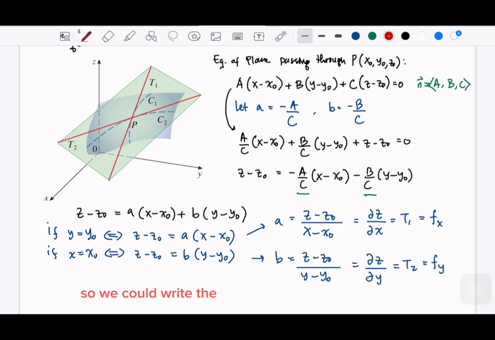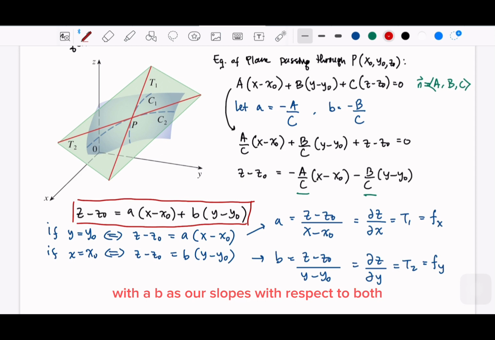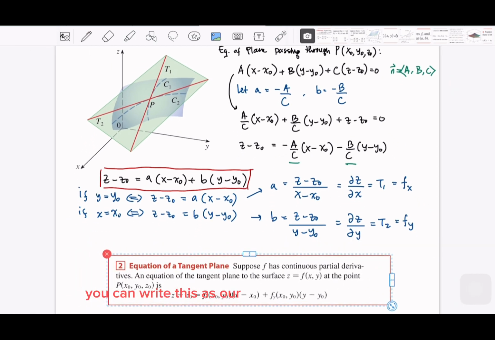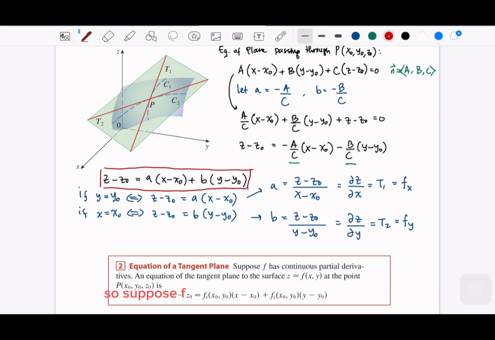So we could write the equation of the plane in terms of this, with A and B as our slopes with respect to both. A is for partial x, B is for partial y. And then as a conclusion, we can write this as our equation of the tangent plane. Okay. So suppose f has continuous partial derivatives, and the equation of the tangent plane we can write using the partial x and partial y immediately. Okay. So it's actually the same as our original equation of the plane. We are just changing a few things to make it into our function of x, y. Okay.